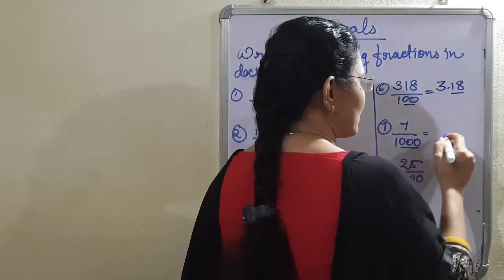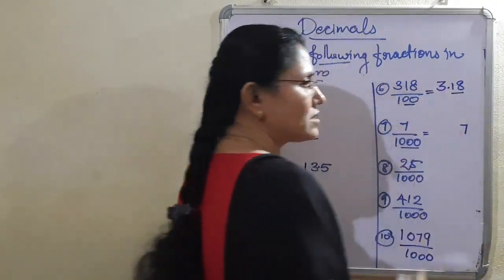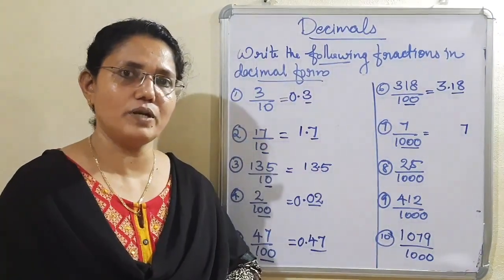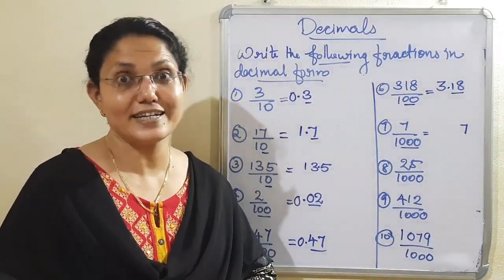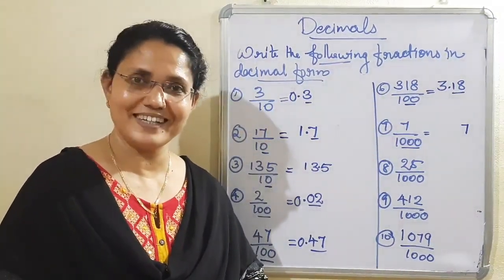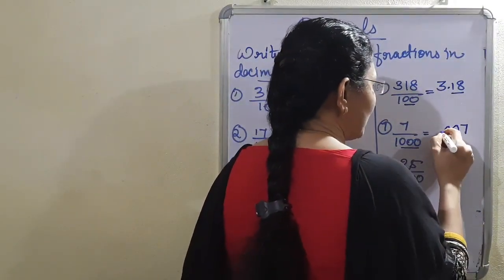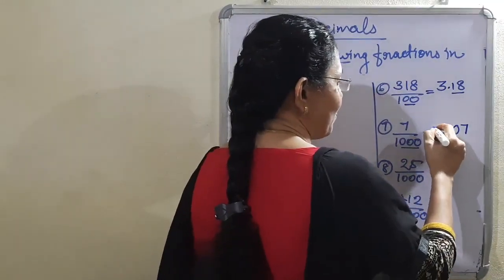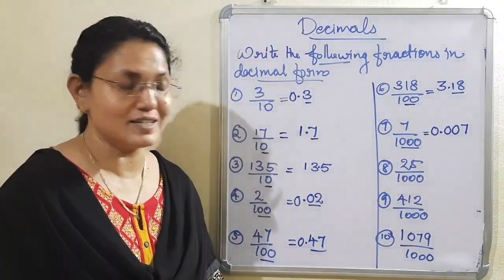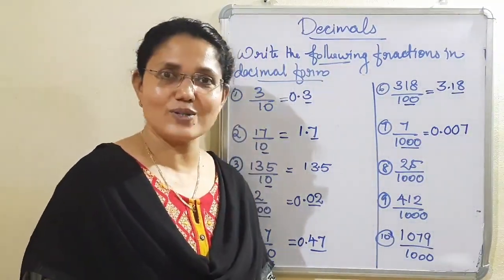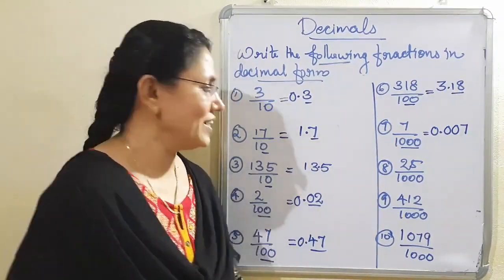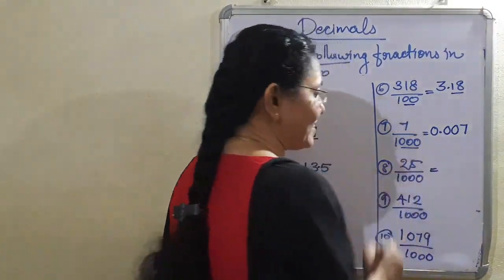Here 3 zeros. Numerator is only 7. Only 1 digit. How many places do we need? 3 decimal places. How can we make it? Yes. Write 2 zeros before this, then put the decimal point, and the whole number part also we should write. That is 0.007.